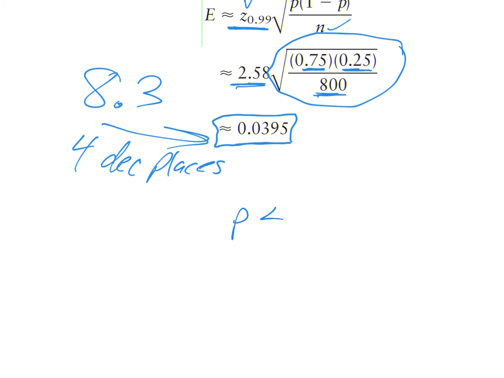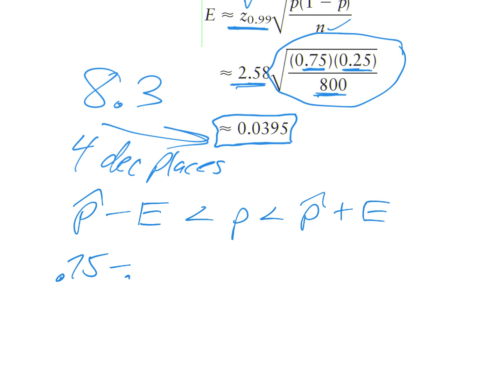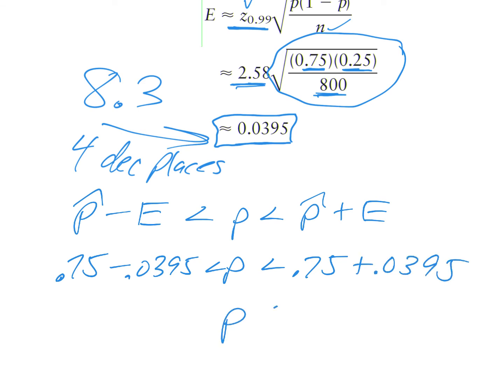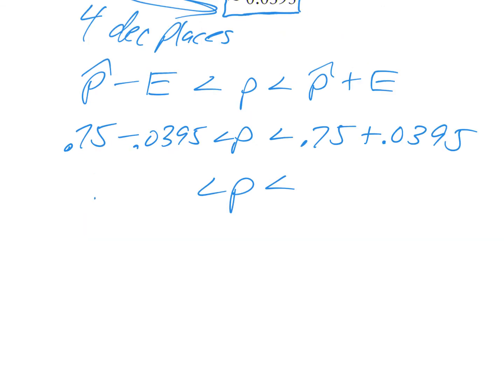So let's finish this up. P is in between our P hat plus the E we just found and P hat minus the E we just found. Well, P hat is the 0.75, and we're taking away the 0.395, and we're adding the 0.395. This will be my final interval here. So subtraction gives me 0.7105. The addition gives me 0.7895.